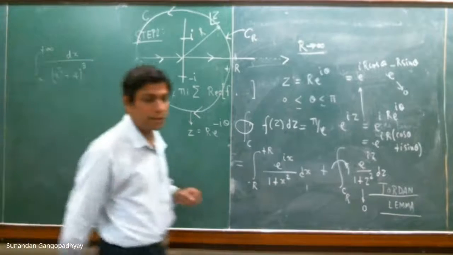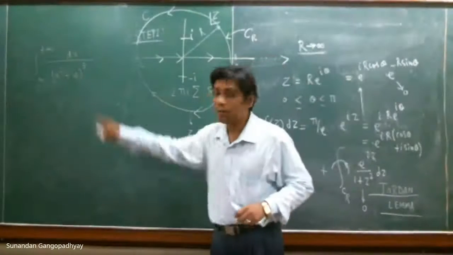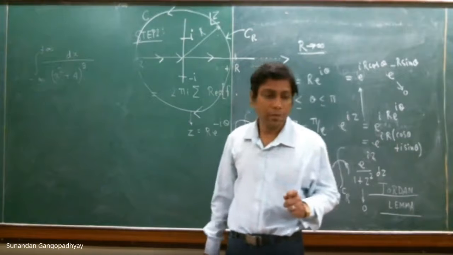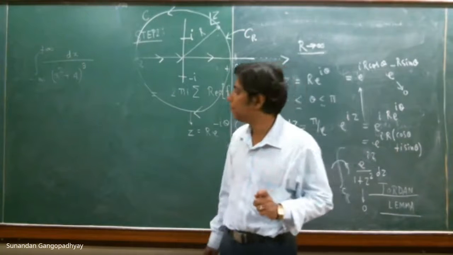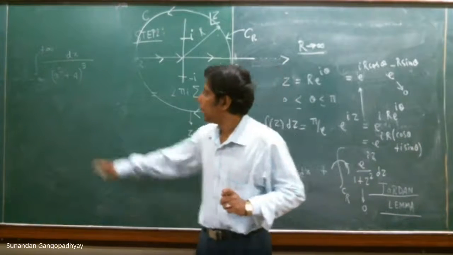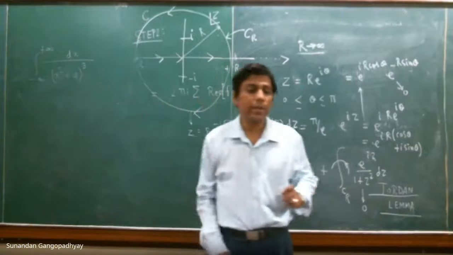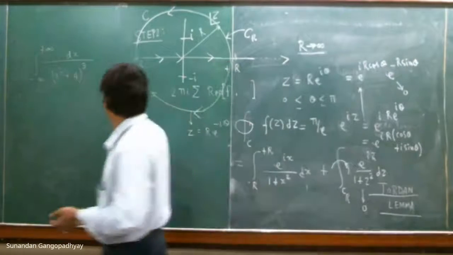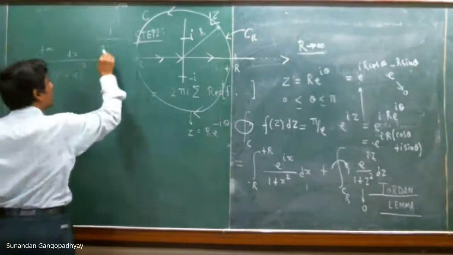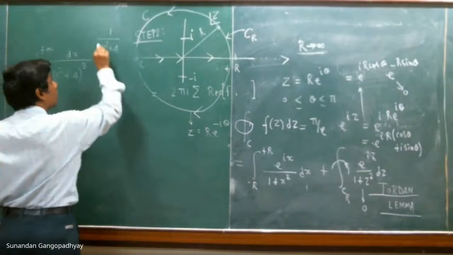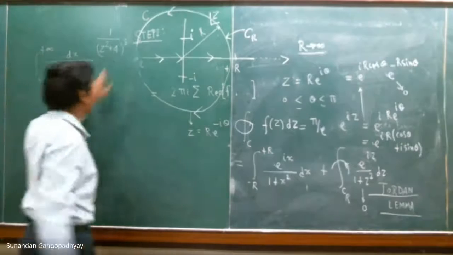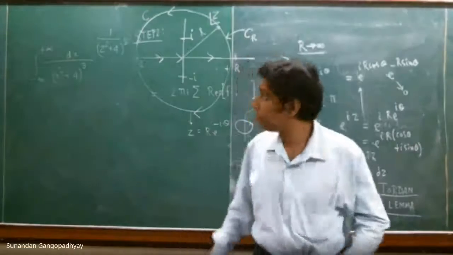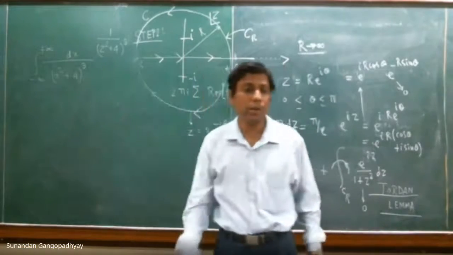And remember that we had actually calculated, I solved a problem in one of my classes. I gave you a problem: find the singularity structure of a function like this, 1 over z square plus 4 whole cube. You remember I gave you a problem like this, and I also told you to calculate the residue at the poles.